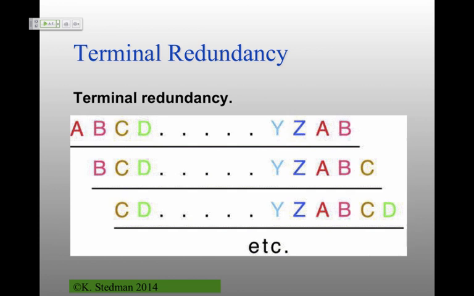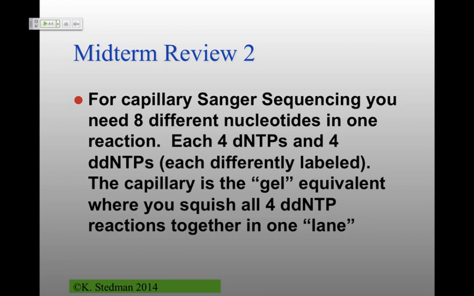So second one, and this I think is actually more important just in terms of thinking about how sequencing works. And so to say, for capillary Sanger sequencing, you need 8 different nucleotides in one reaction. And the 8 different nucleotides you need are each of the 4 dNTPs and 4 dideoxy NTPs. So if you're doing capillary sequencing, that is, you've taken all 4 of your normal reactions that you do for Sanger sequencing and put them into one reaction and run them on one gel equivalent, which is that capillary.